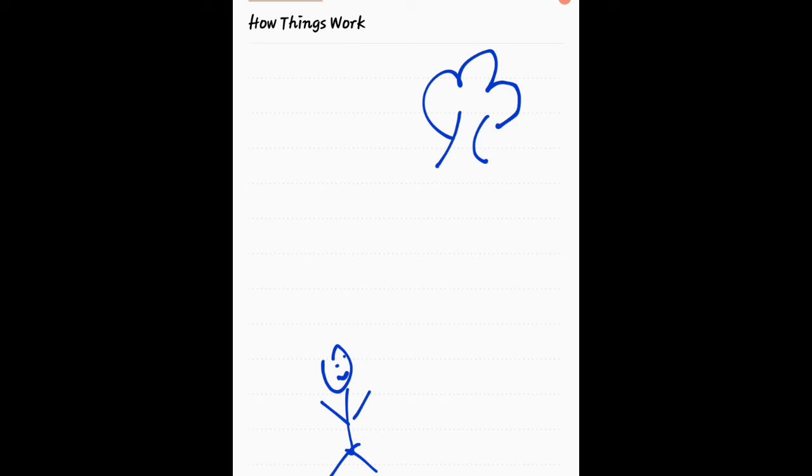For example, there is a tree which is somewhere far from a person who is standing on the side of the road. He is busy in some work. He will be able to see this tree only when there is light. If the sun is shining brightly, the light will fall on the tree, and after hitting it, it will again bounce towards the eyes of the person standing there. Then he will be able to see the tree.